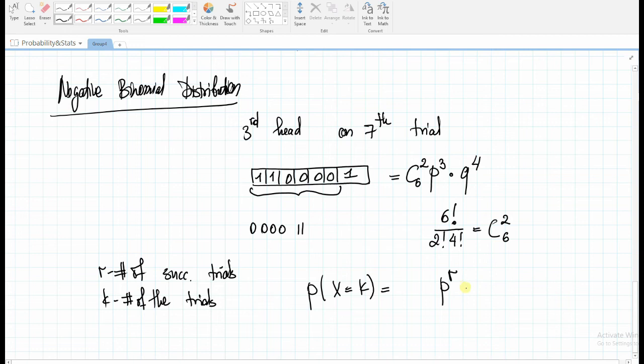This is fixed, right? Now I need to count how many times I can permute K minus one items, because I cannot permute K items. The last one is fixed. So this is the combination of K minus one and R minus one. In the sequence, if the K-th trial is the success, then in the previous K minus one trials, how many successes do I have? R minus one. So this will be the combination of R minus one successes out of the K minus one positions. This is called the negative binomial distribution.